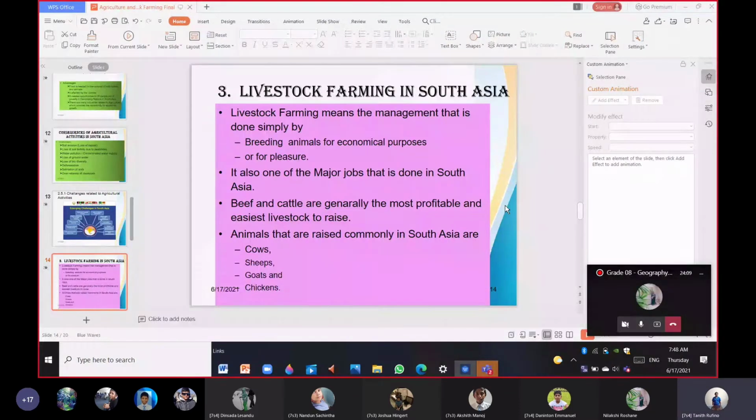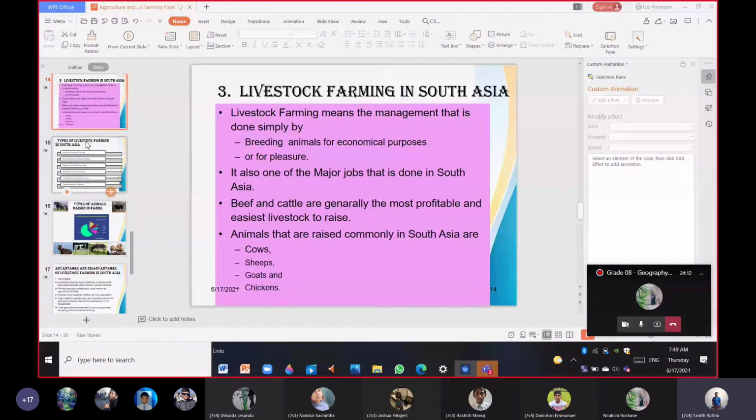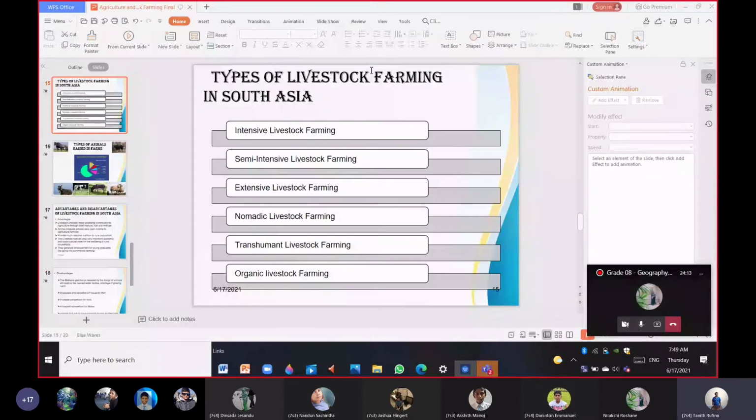So, these are the types of livestock farming in South Asia. Intensive livestock farming, semi-intensive livestock farming, extensive livestock farming, nomadic livestock farming, transhumance livestock farming, organic livestock farming. Intensive livestock farming is the major type of livestock farming in South Asia.